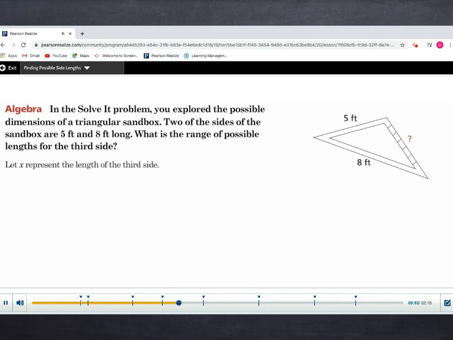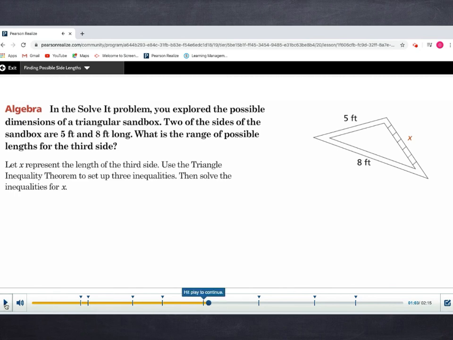Let x represent the length of the third side. Use the triangle inequality theorem to write 3 inequalities. Then solve each inequality for x. One inequality you can write states that the sum of the length of the third side and the 5-foot long side is greater than the length of the 8-foot long side. Subtract 5 from each side to solve for x. x is greater than 3.